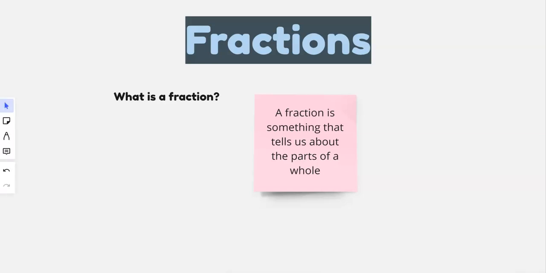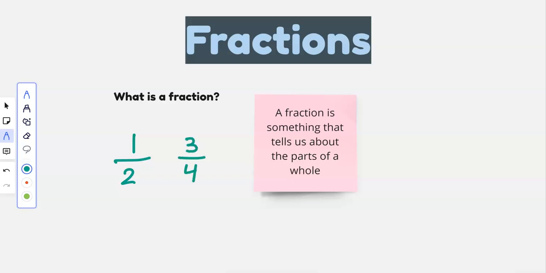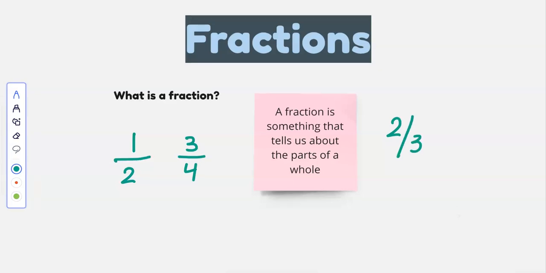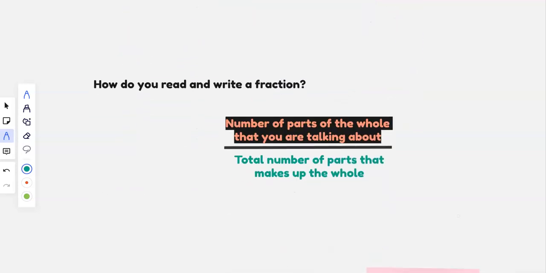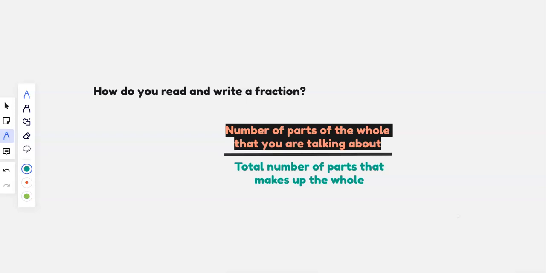We see fractions as 1/2 or 3/4, or you might even see them with a slanted line, so 2 and a slanted line, thirds. These are fractions that we might see while we're cooking or doing life. So how do you read and write a fraction? First, the top of our fraction is called the numerator, and it is the number of parts of the whole that you're talking about. Then we have a fraction bar, that's the black line, and the bottom number is the denominator. It tells us the total number of parts that make up the whole.